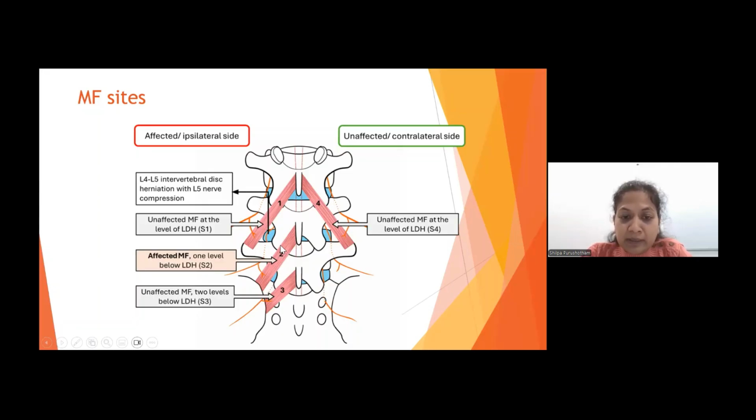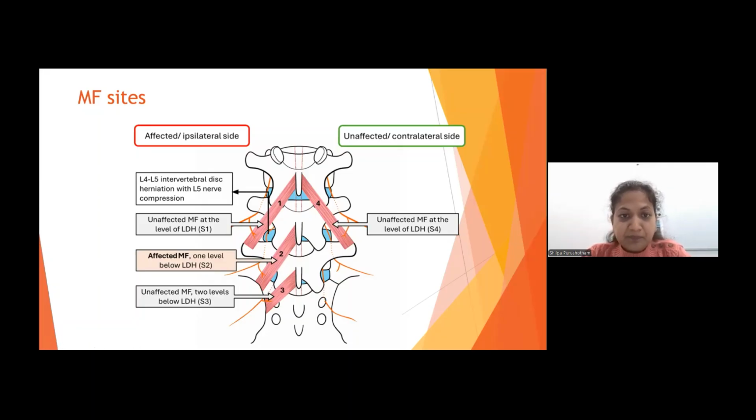So the muscle segment below the disc herniation is actually affected by the nerve compression. So our aim of the study was to compare the segment 2 with the segment 1 and 3. So that is the adjacent segments on the same side and one segment on the contralateral side. So 1, 3, and 4 were considered the unaffected muscle segment, and 2 is the affected multifidus muscle.